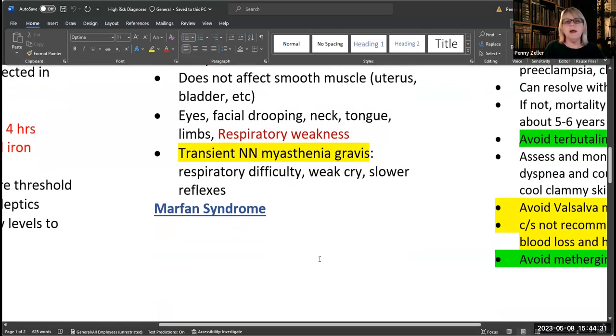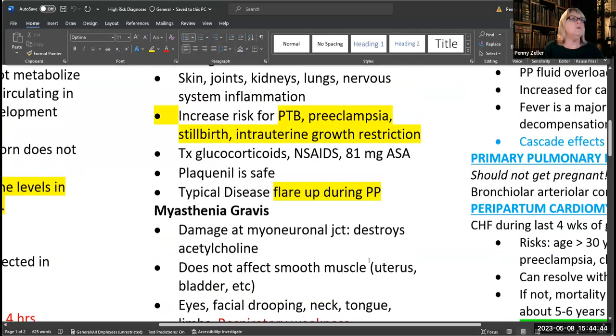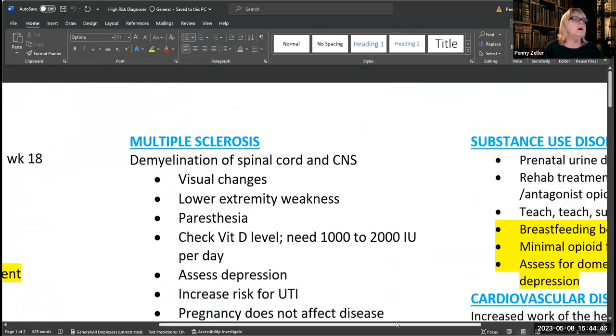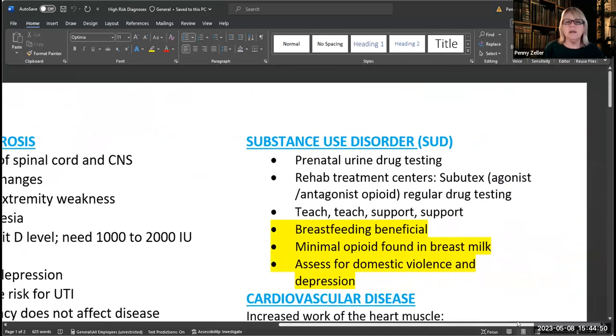Marfan syndrome is an autosomal dominant inheritance. Marfan syndrome has to do with heart defects, in particular the aortic valve. So with women with Marfan syndrome, sometimes it depends on the condition of the aortic root. We might not want them to labor. It might be better to do a C-section. You really don't have to know about Marfan syndrome.